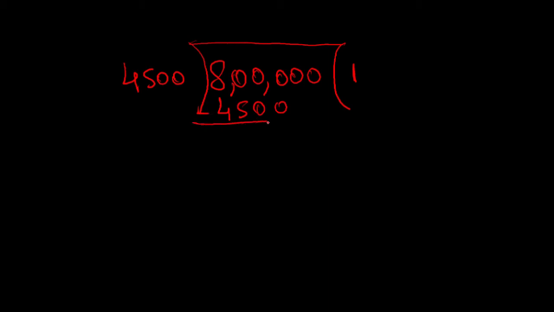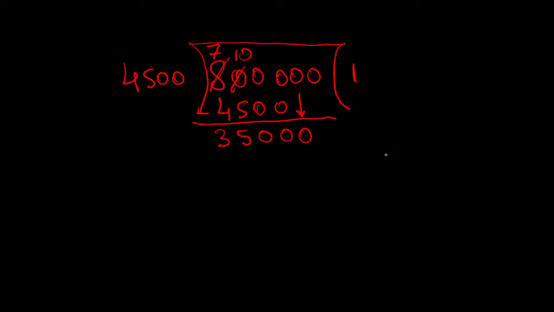Now we should subtract it. So 0 minus 0 is 0. And again 0 minus 0 is 0 only. And 0 minus 5 is not possible. So it will become 7 and 0 will become 10. And 10 minus 5 is 5 and 7 minus 4 is 3. So we will get 3,500 and this is lesser than 4,500. So we will bring 1 0 down. Now the nearest value which we can take is 4,500 into 7.